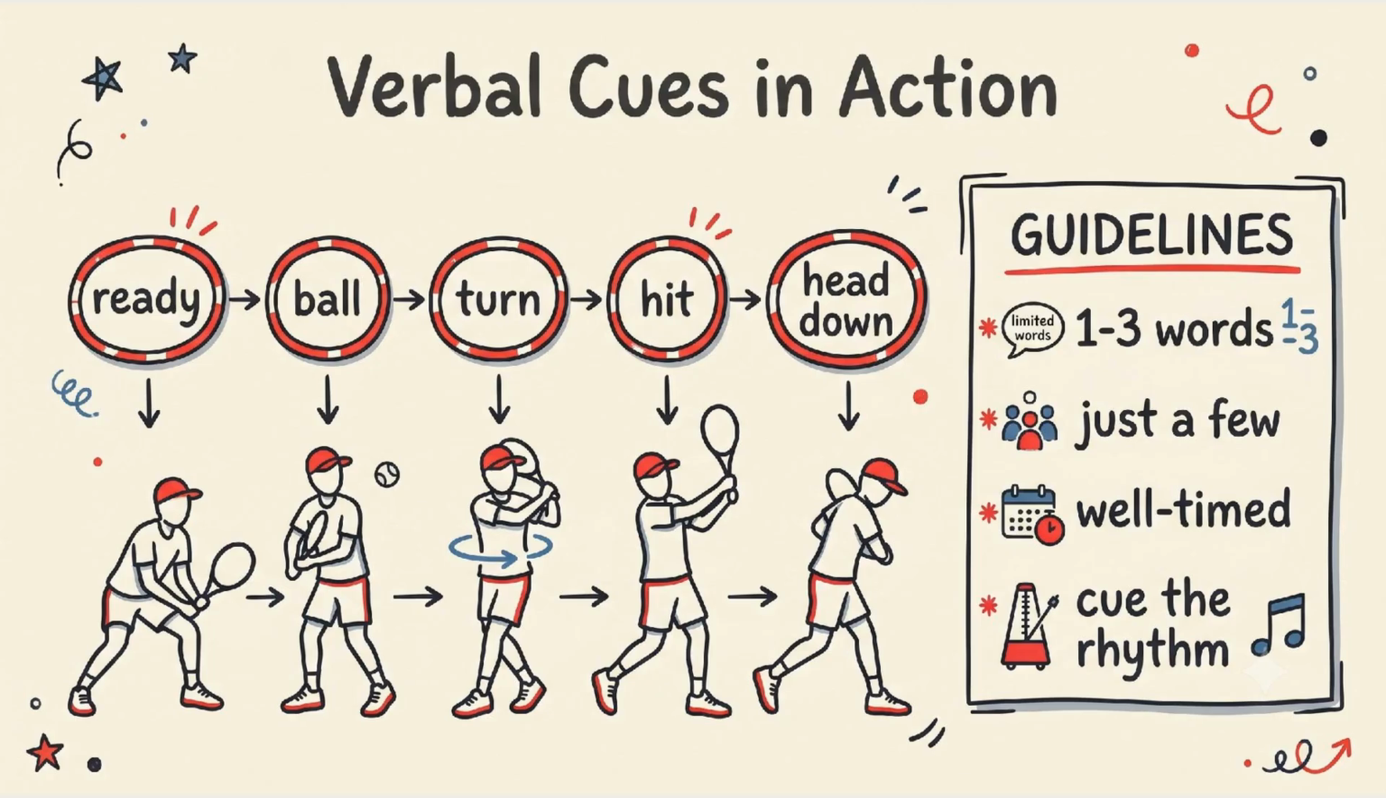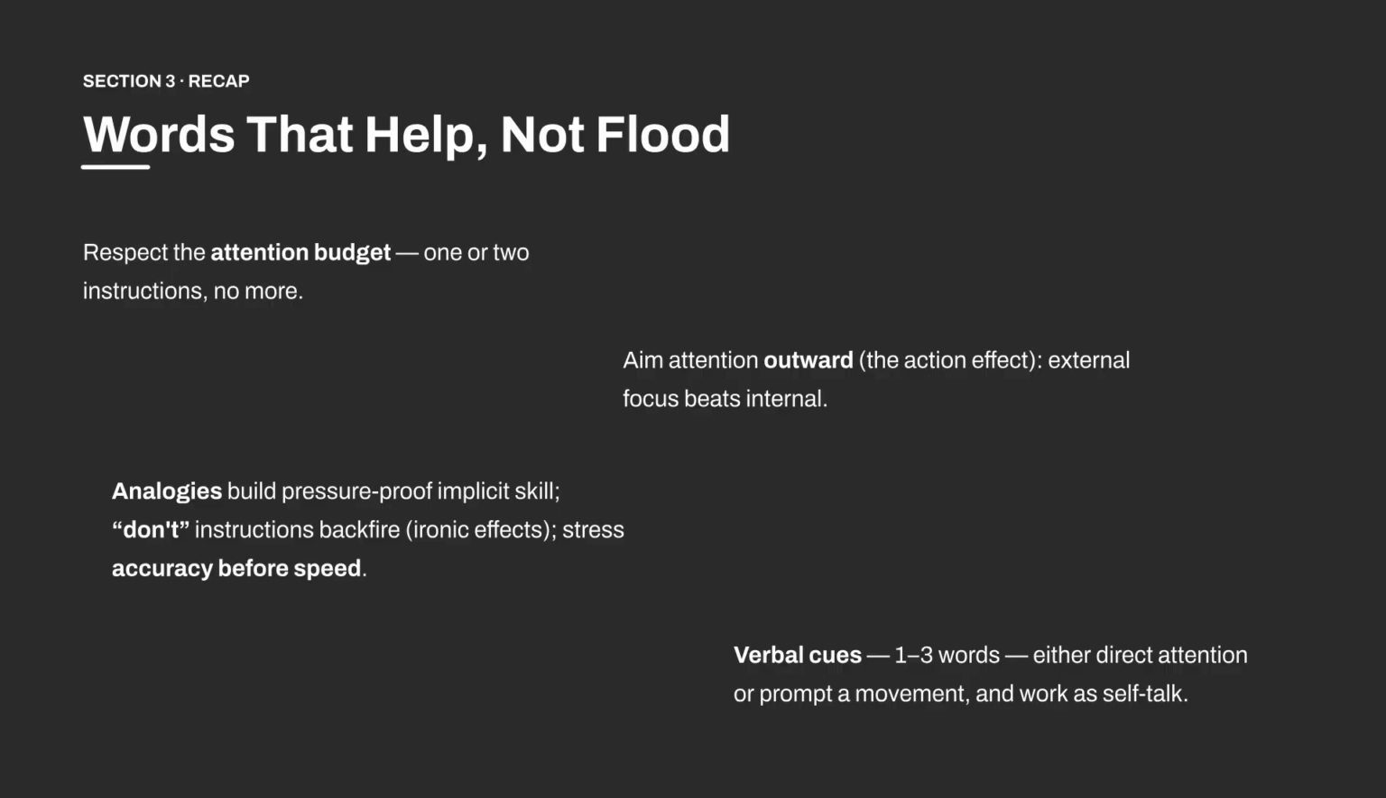And there are clear guidelines for writing good cues. Keep them to 1 to 3 words, cue only the most critical elements, time them so they prompt the action rather than interrupt it, use them to mark the rhythm of the movement, and, nicely, have the learner speak them first so the cue becomes their own internal voice rather than yours. Short, sharp, well-timed, and theirs. Done right, a handful of words can carry a whole skill. Let's recap part 3. Respect the attention budget.